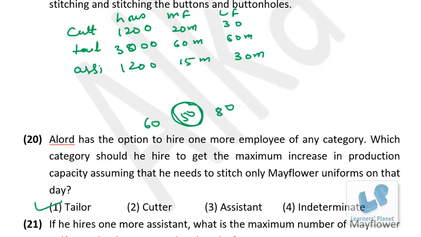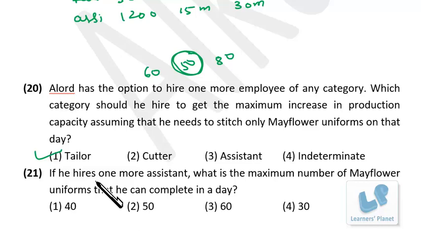Okay, if he has one more assistant, what is the maximum number of Mayflower uniforms that he can complete in a day? So this is the data of Mayflower only, and we can see that there is a shortage of tailors, right, not of assistants. So if tailors are hired, then only productivity will increase, otherwise no. Okay, so in that case also 50 will be the maximum number of uniforms that can be stitched. I hope all the questions are clear.